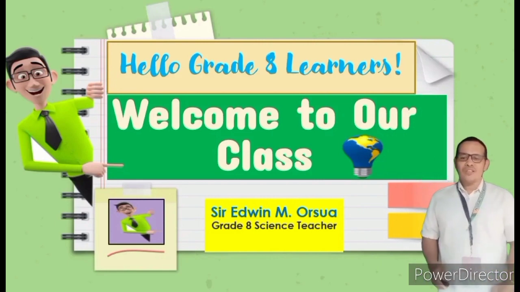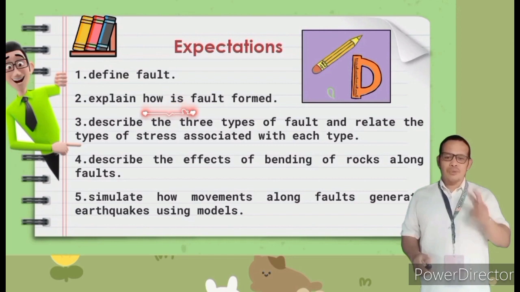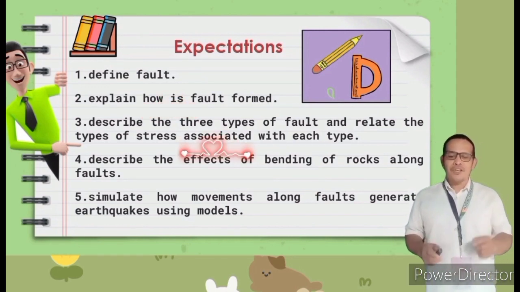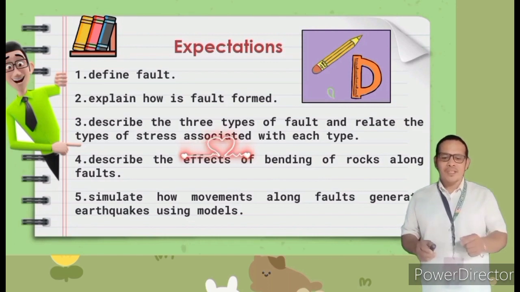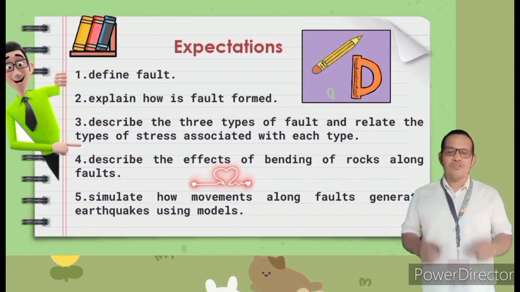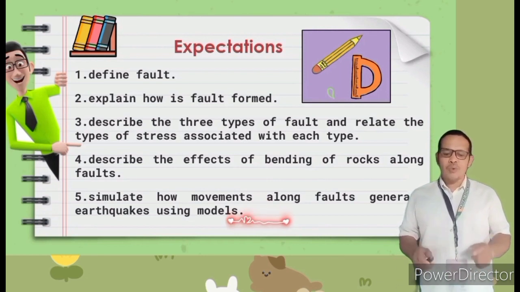In this module, you are expected to: number 1, define fault. Number 2, explain how fault is formed. Number 3, describe the 3 types of fault and relate the 3 types of stress associated with each type. Number 4, describe the effects of bending of rocks along faults. Number 5, simulate how movements along faults generate earthquakes using models.